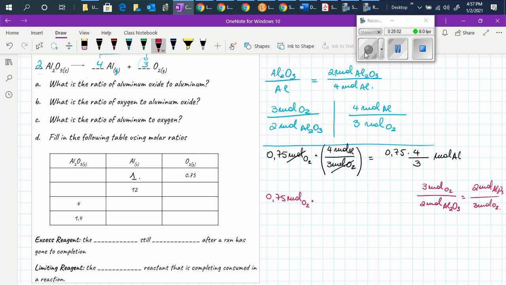So what we are doing is multiplying by a ratio of 1, because it is the same thing produced on both sides. But we choose the ratio based on what we need to cancel, the moles of oxygen. So we will use this ratio: 2 moles of aluminum oxide are used to produce 3 moles of oxygen. Moles of oxygen cancel out, and we have 0.75 times 2 divided by 3, which is equal to 0.5 moles of aluminum oxide. And this is how we will complete all this table.